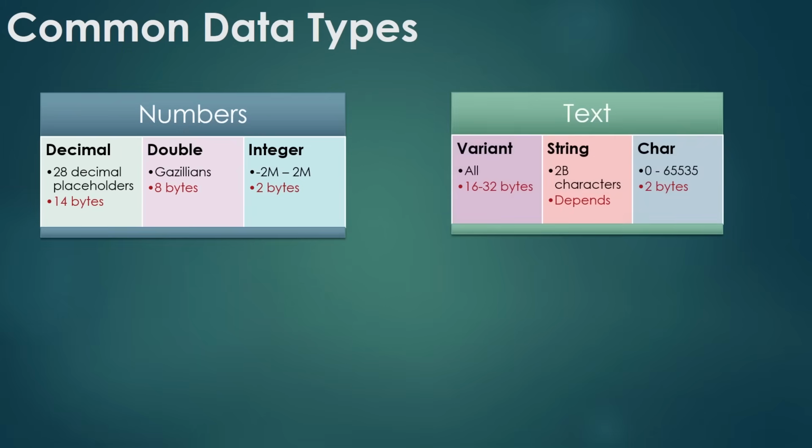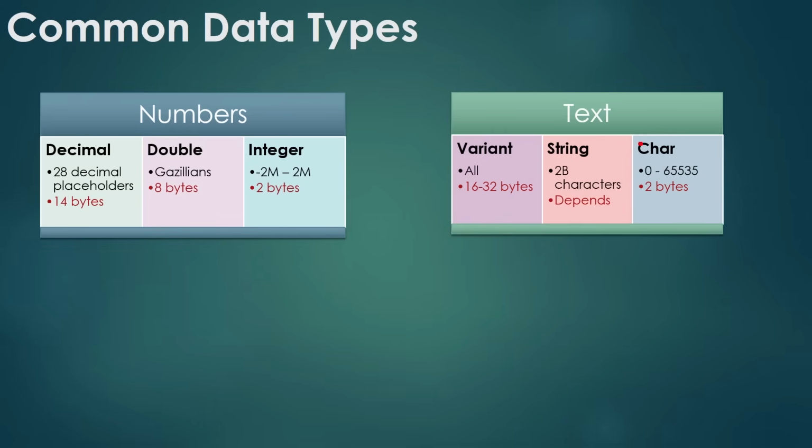There are many different kinds of text data types. The first one I've listed here is called variant. Now, variant doesn't actually need to be text. Variant can hold anything, which is why it's called variant. That's also why it's so big. So you'll want to make sure not to use variant unless you really truly don't know what kind of data is going to need to be housed in there eventually.